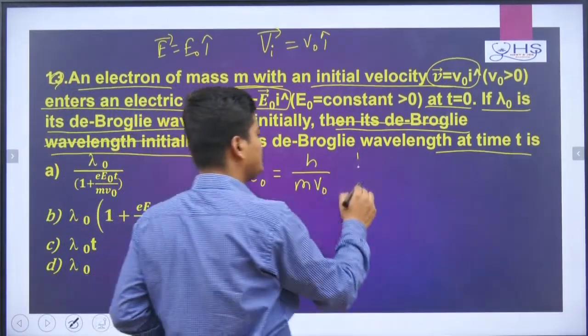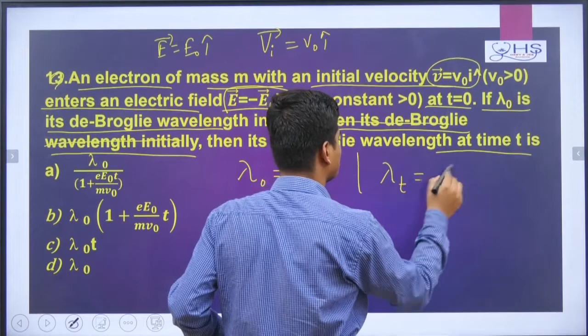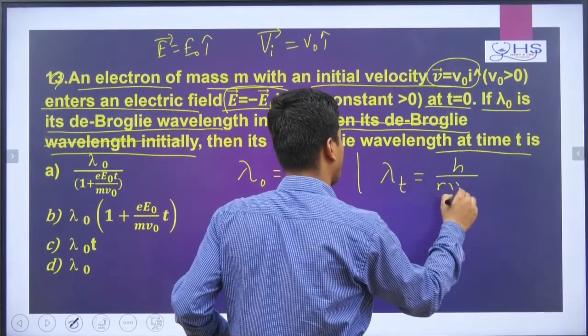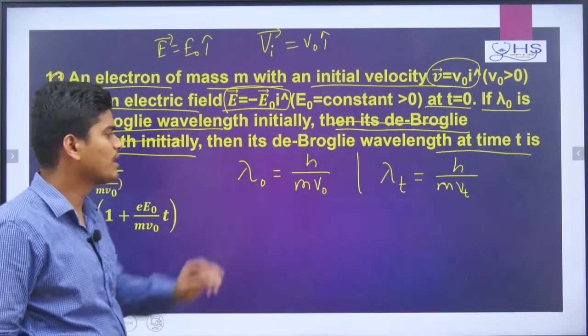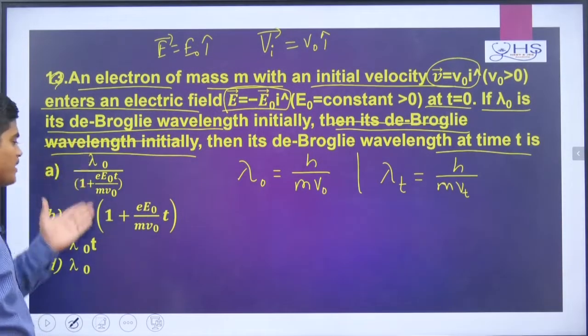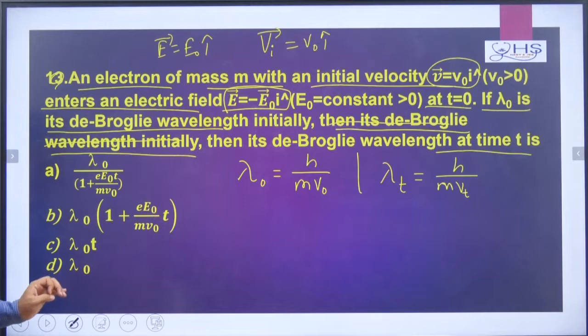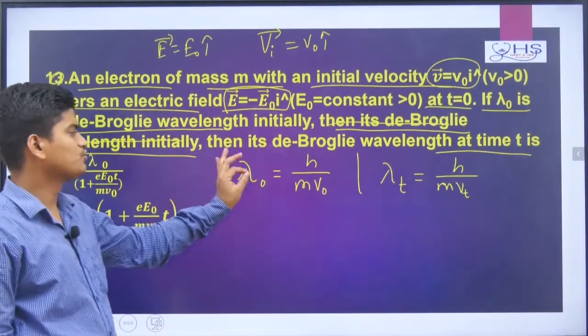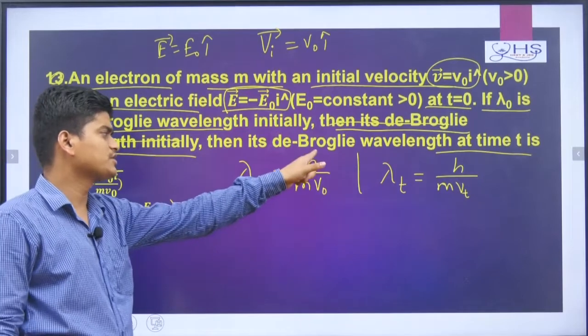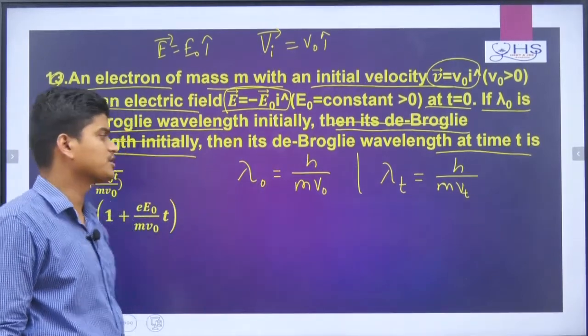Now at a time t, the wavelength is lambda t, suppose, that is h by m v t. So you need to find the magnitude of velocity at a particular time t. Then you can check the options given here. So consider lambda naught: it is with the velocity at t equal to 0, or initial velocity, and h is constant and the mass of the electron is constant.